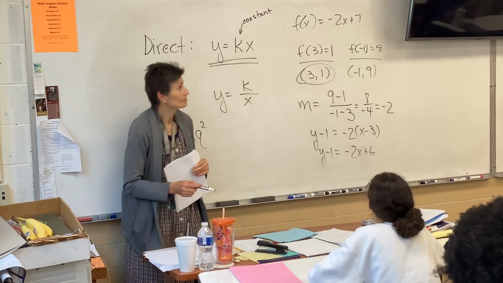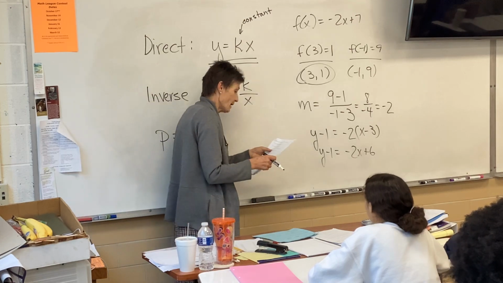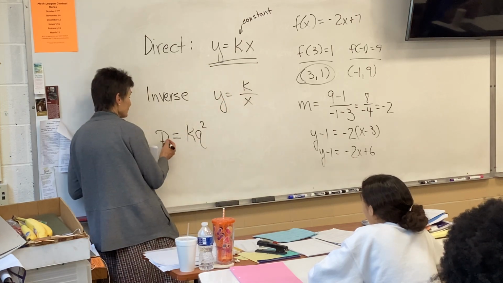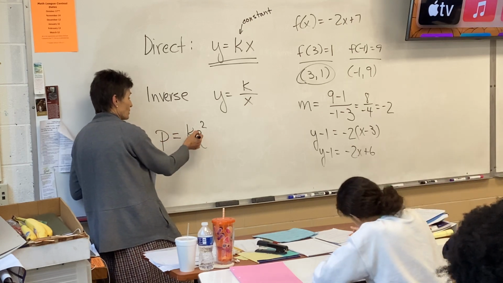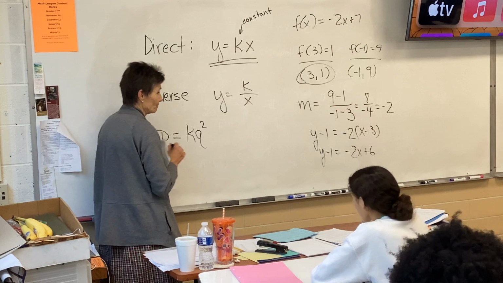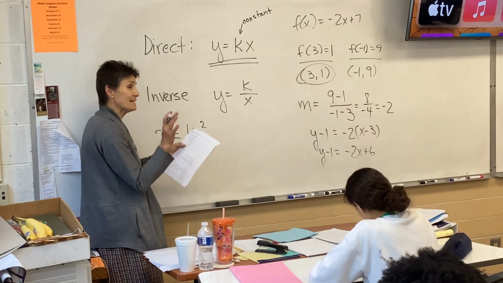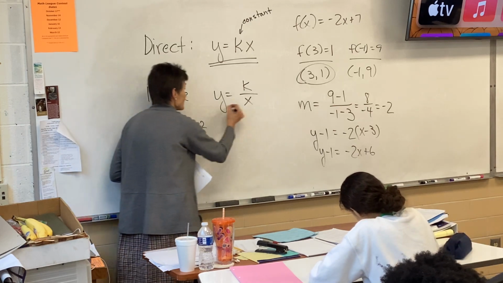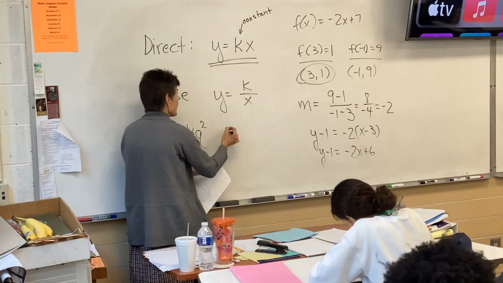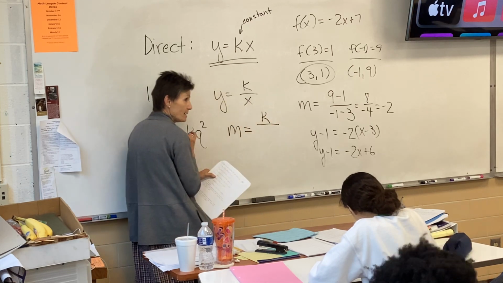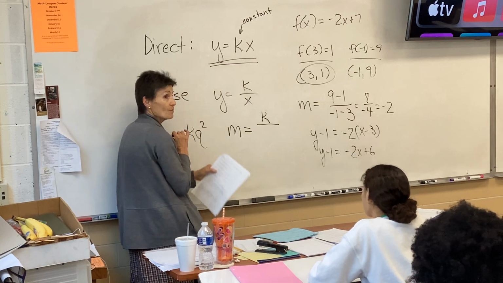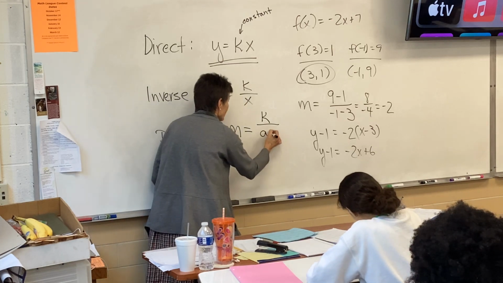All right, so when it's directly, inversely, it's going to be whatever it is, in this case it's P equals K times whatever. So what is D going to be? Well, it's going to use this model. So D says M varies inversely as the sum of A and B.